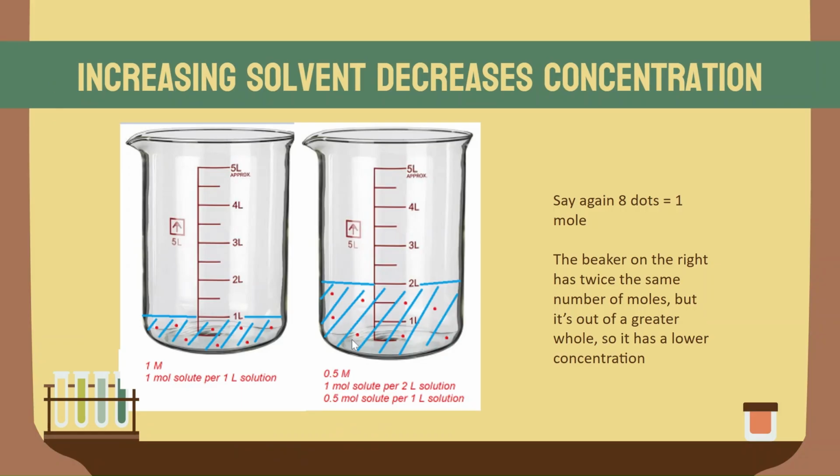And then we also said increasing the solvent decreases the concentration. So same thing here. If I don't change the amount of solute, but I double the amount of solvent, well, now my concentration is cut in half. My concentration was 1 mole per 1 liter of solution. And now I have the same amount of moles of solute, which is still 1 mole, but now I've got twice as much solution. So I have 1 mole per 2 liters in this situation, which simplifies to 0.5 moles per 1 liter.